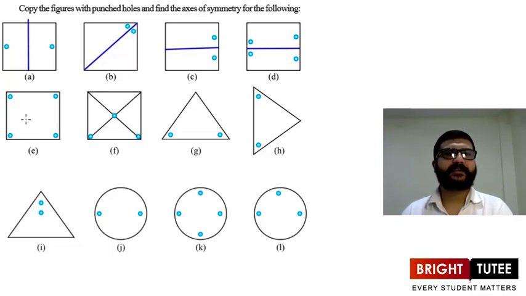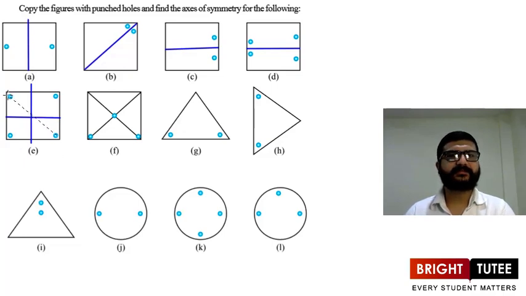Now for the next one, how many lines of symmetry can we have? For this one we can have one line of symmetry as this one, and another one like this, and we can have one like this also. These lines should be dividing these holes exactly into two halves. We have to draw in such a way that this one also. So these are the four lines of symmetry for this figure.